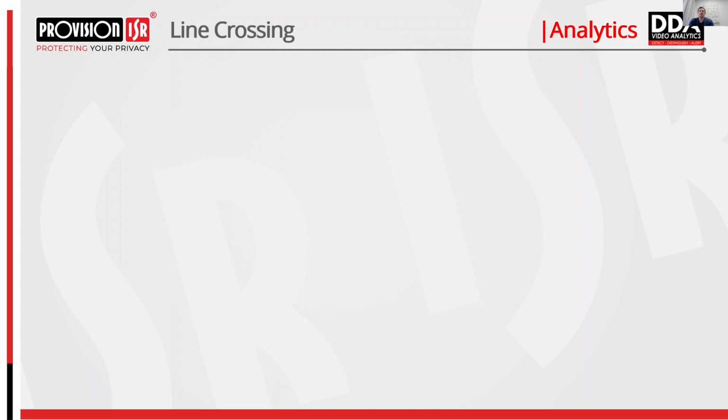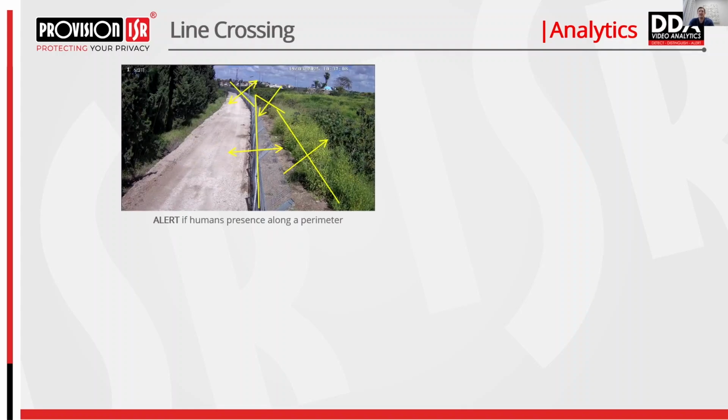Let's look at some practical case studies. Line crossing is one of the most commonly used analytics. It's exactly what it sounds like. Draw a virtual line and get notified when an object crosses it. So most people immediately think of perimeter protection, placing a virtual line along a fence or a wall to detect when someone tries to enter or exit the property. But that's just the beginning.